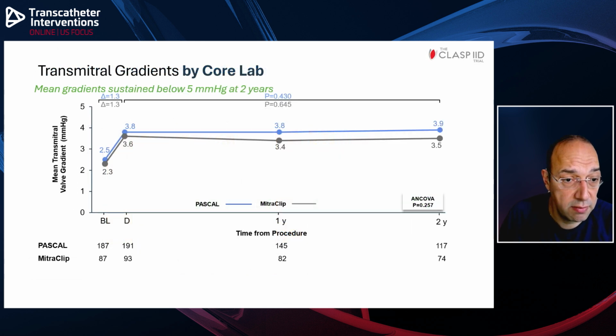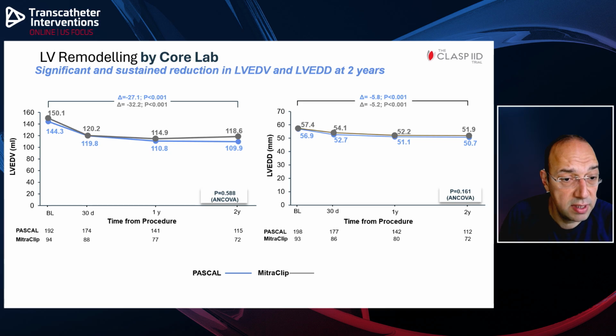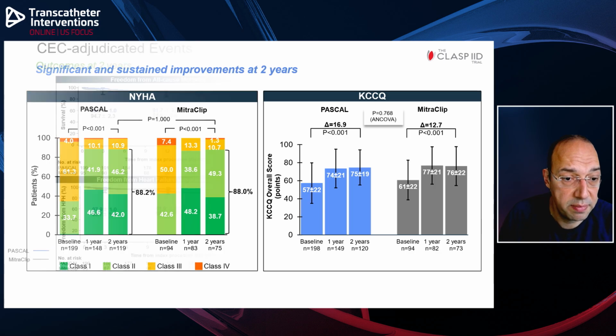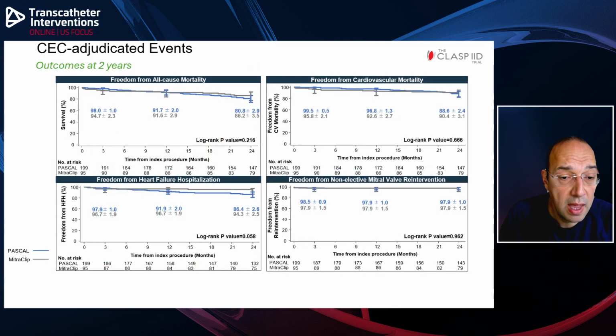Now, that is associated with favorable gradient. The gradients were not increased with either MitraClip or the Pascal, with improved LV hemodynamics, as well as quality of life and New York Heart Association class for patients treated with TEER. The recurrence event for mitral valve reintervention has been low, so it is not like patients are getting surgery after TEER. And also the all-cause mortality, cardiovascular mortality and hospitalization was low in both groups.